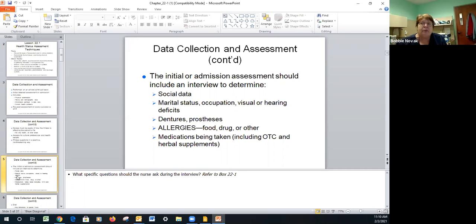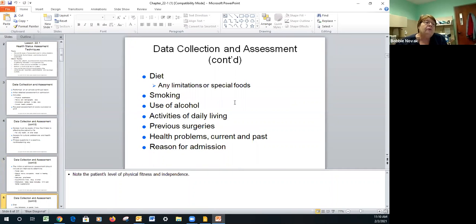And sometimes you have patients who are in the hospital for something totally different, but they have glaucoma. Well, they need to have their glaucoma eye drops every day, regardless of what else is going on. So we have to make sure that we've gotten their health history so we know to get their glaucoma drops ordered. We're going to talk about the diets, any limitations, any special foods they need to eat. We're going to talk about smoking. We're going to talk about the use of alcohol.